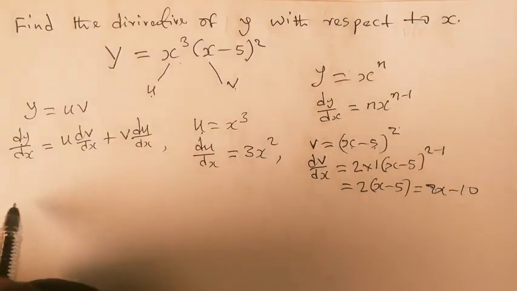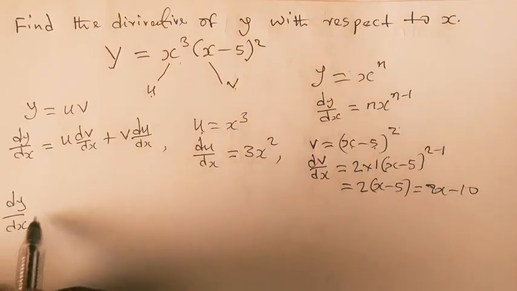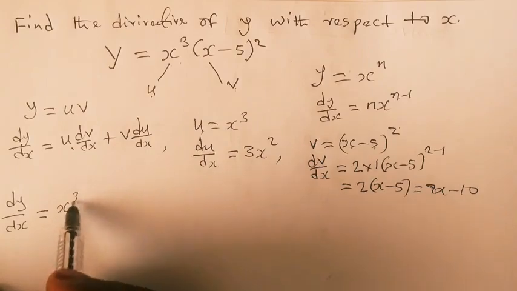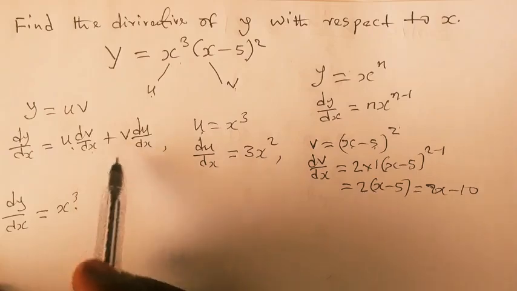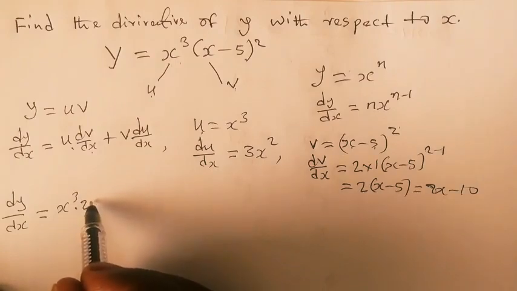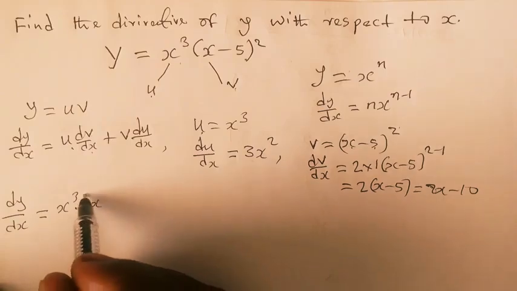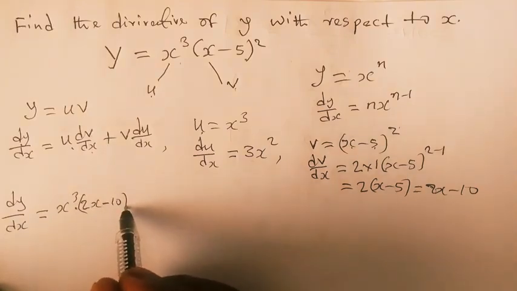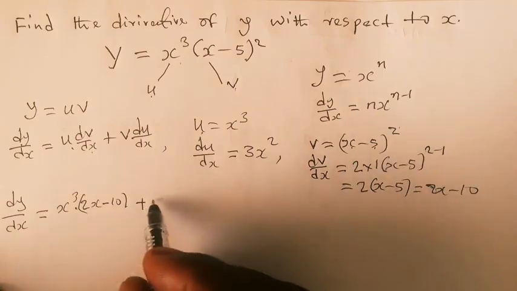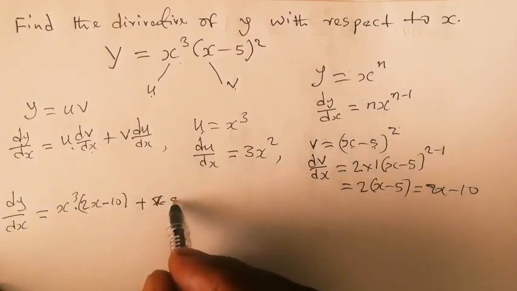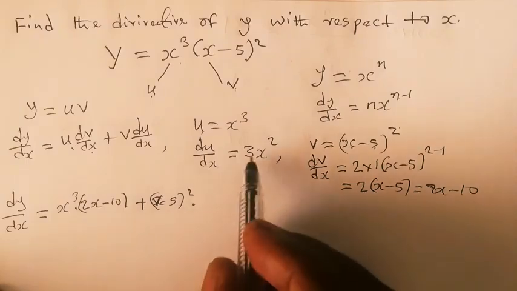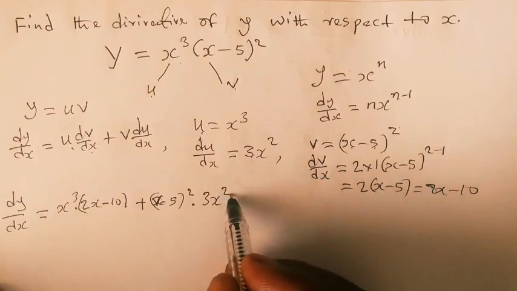So we have dv dx, we have du dx, we can substitute everything here in order to find our final result. So dy over dx is equal to our u, which is x cubed, times dv dx, which is 2x minus 10, plus our v, which is (x minus 5) all squared, times du dx, which is 3x squared.